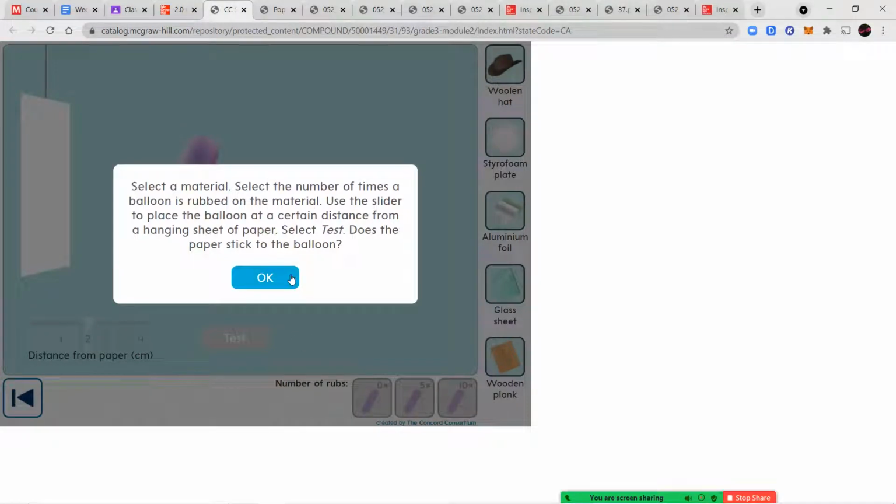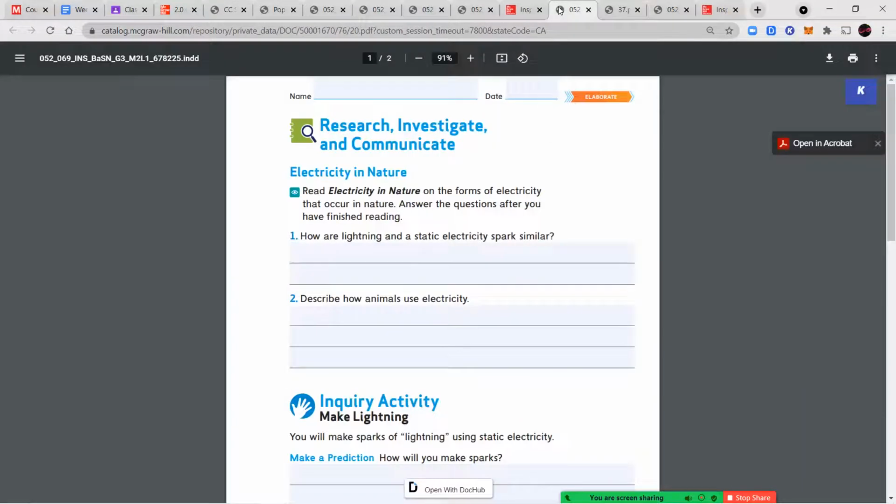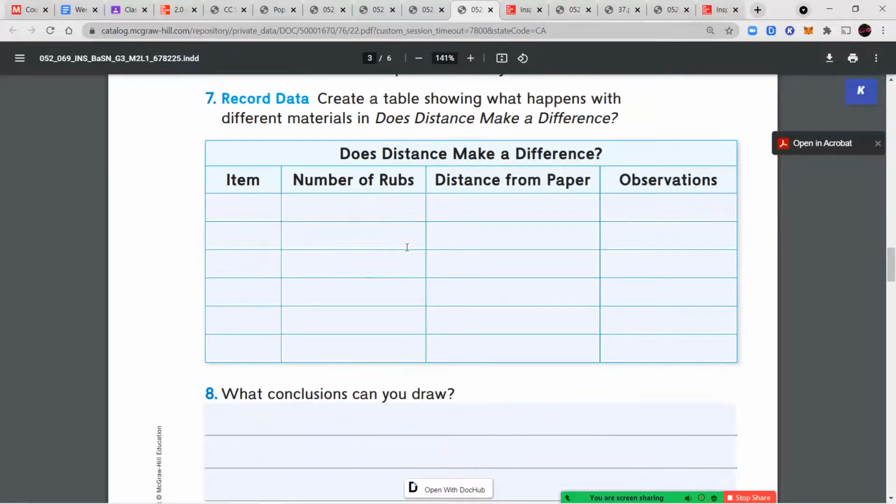So we're going to select a material and the number of times a balloon is rubbed on that material. And we're going to use the slider to place the balloon at a certain distance from a hanging sheet of paper. And we're going to press the test button, and we're going to see if the balloon sticks to the paper or not. Let's look at our instructions one more time.